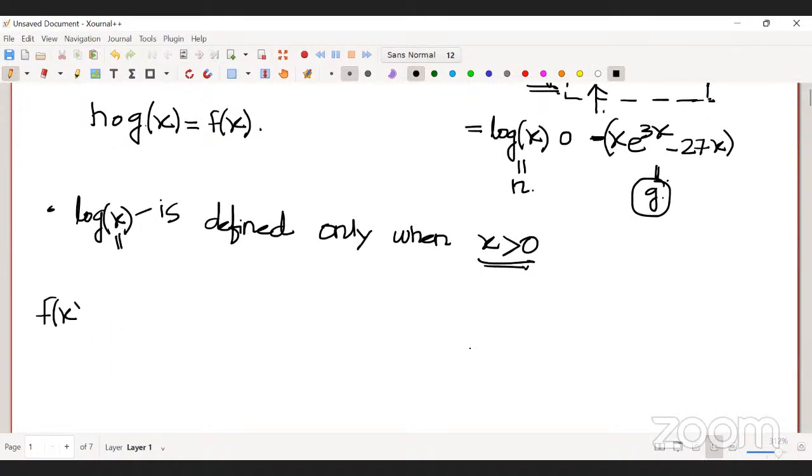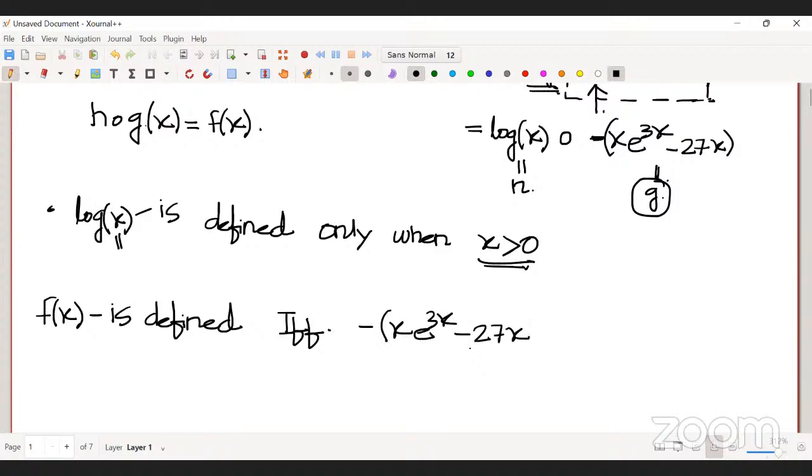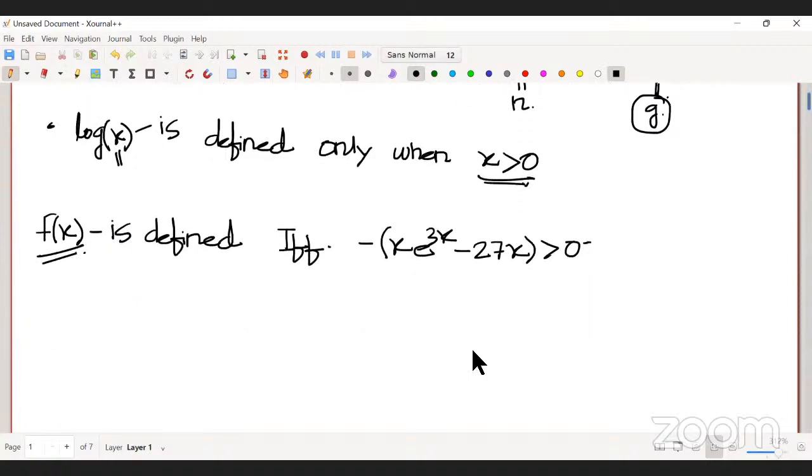So I can say that f of x is defined if and only if this thing, x times e to the power 3x minus 27x, is greater than 0. Then my function f of x is well defined. So I need to find the range for which this is greater than 0. I have a minus term with this function, so if I multiply by minus, the inequality gets reversed. Yes, correct. So this is the same as x into e power 3x minus 27x being less than 0, right? Yes.